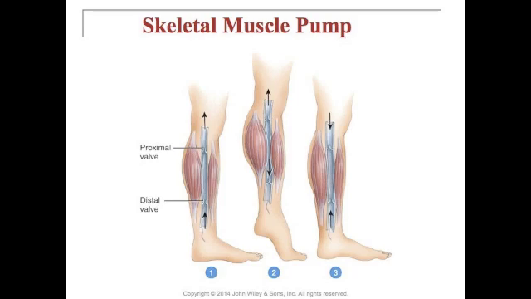And at step 3, just after muscle relaxation, pressure falls in the previously compressed section of the vein, which causes the proximal valve to close. The distal valve now opens because blood pressure in the foot is higher than in the leg, and the vein fills with blood from the foot, and then the proximal valve will reopen.